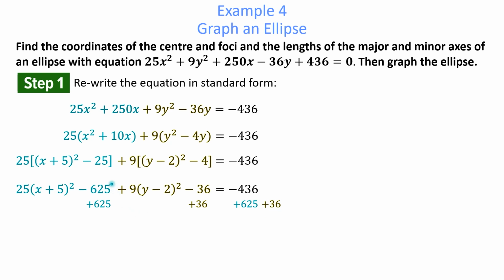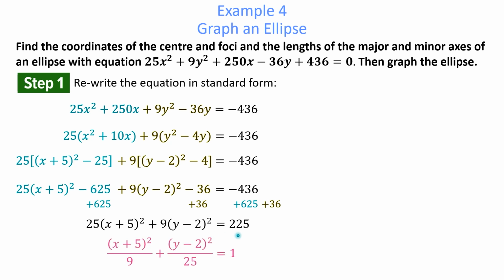On the left hand side, these two will cancel and these two will cancel. And on the right hand side, we'll be left with 225. The next step is to make sure that the number here is 1. So we'll divide both sides by 225 to give us the following. And then this is our equation in standard form for the ellipse.